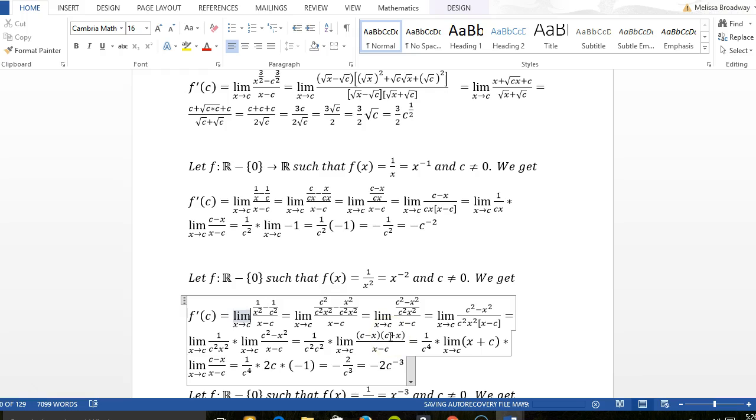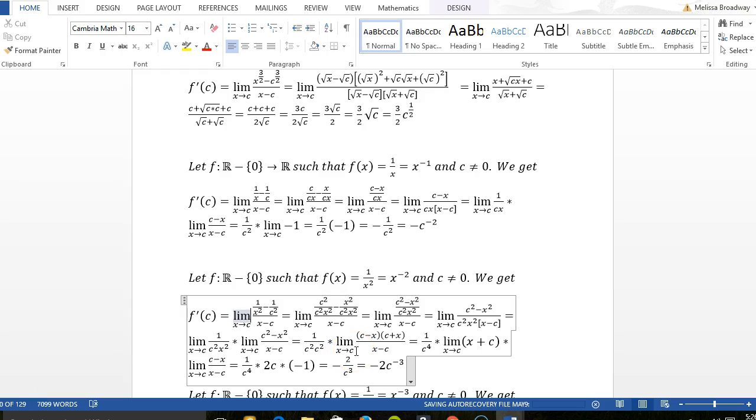That c squared minus x squared factors into this. Now c squared times c squared, that's c to the 4th down here, because we add the exponents. And remember that c minus x and x minus c are going to cancel off to a negative 1. So we break this up. The limit of the product is the product of the limits, and likewise for quotients as long as denominators are non-vanishing.